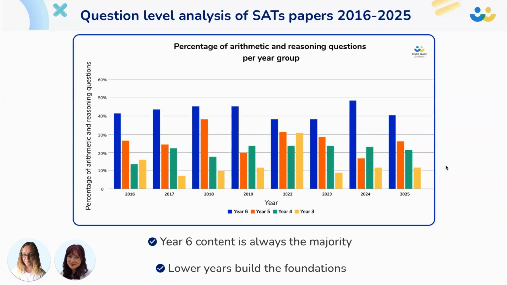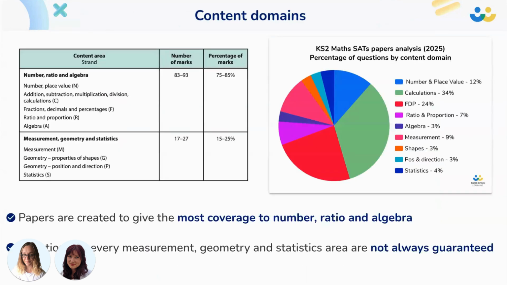Yeah, definitely. So what we can see on this next slide, this table, is what test developers use when they're making the questions for the tests. When they are developing the questions, they're told this percentage of the marks needs to come from that first strand being number, ratio, and algebra, and that second strand being measurement, geometry, and statistics. Each year that's going to be consistent. The papers will always look like that.